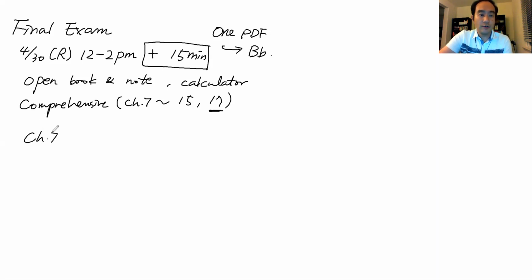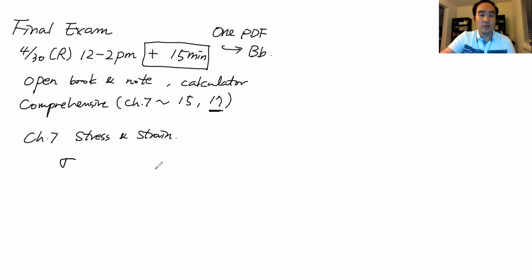Chapter 7 is about stress and strain. You might remember that in the first lecture of this class at the beginning of the semester, we started with the definition of stress and strain. Those are the main topics in chapter 7. We have 2 different types of stresses and strains. One is normal stress and normal strain. The other one is shear stress and shear strain.